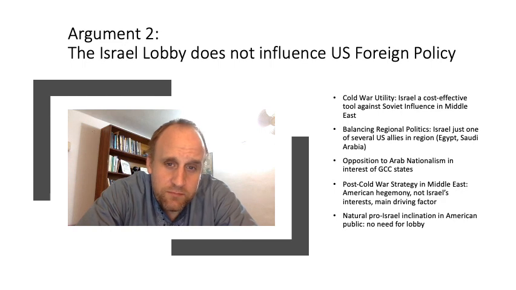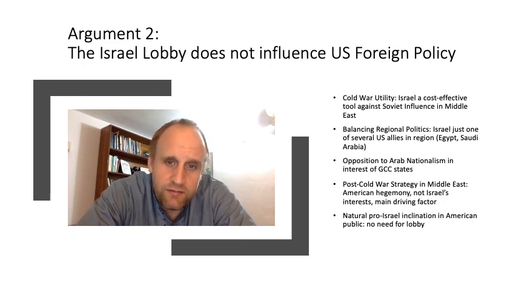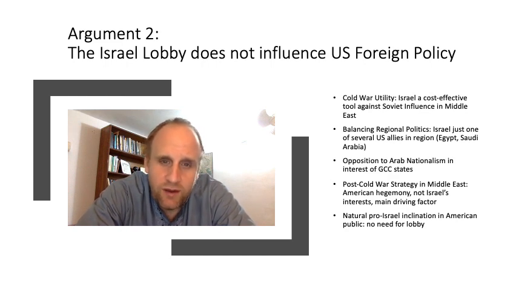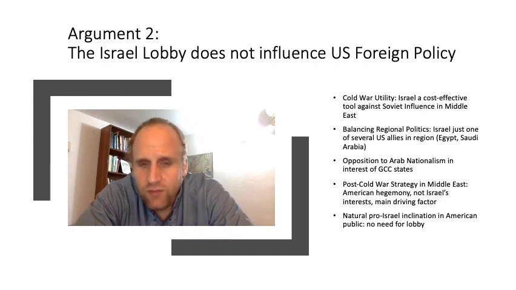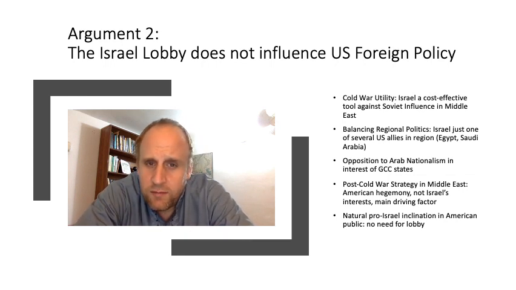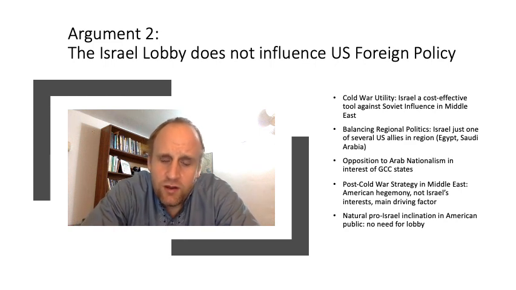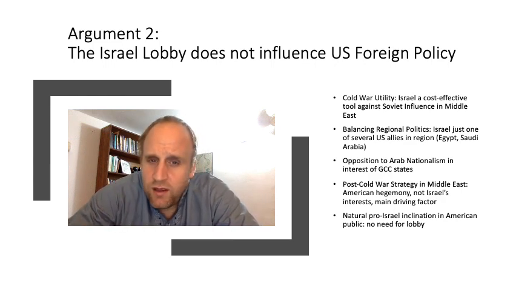Furthermore, Israel is not the only ally that the U.S. supports. Egypt gets almost just as much military aid as Israel does. America has, of course, a very famously close relationship with Saudi Arabia. So according to this argument, Israel is just one of several U.S. allies in the region, and it's part of an attempt to balance regional politics in American favor. So whatever America does that is perceived as pro-Israel is actually pro-America because it is in favor of American interests and not against American interests.